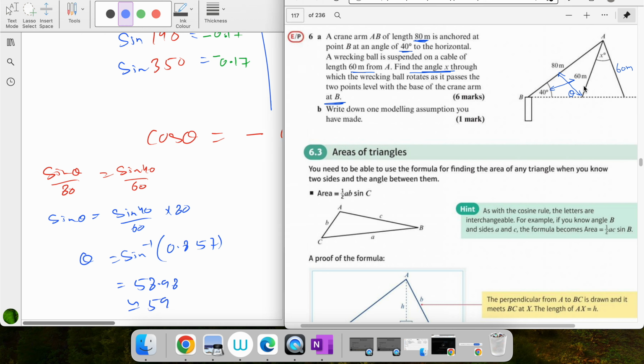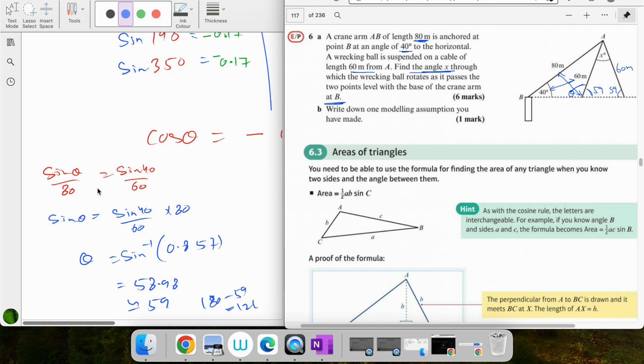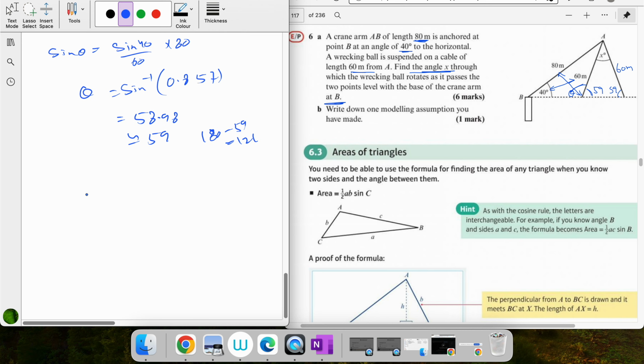Now understand that this is already obtuse, so this opposite side should be 59, and this side is 180 minus 59, which is actually 121. So that is isosceles. This is 59, 59 both, and x is equal to 180 minus 59 minus 59, which is 62 degrees.